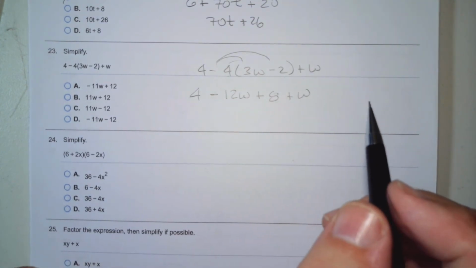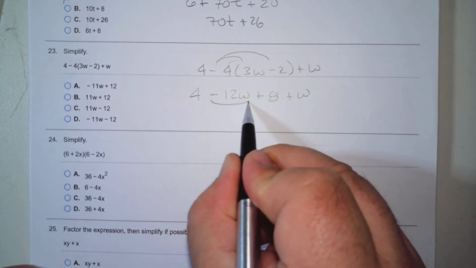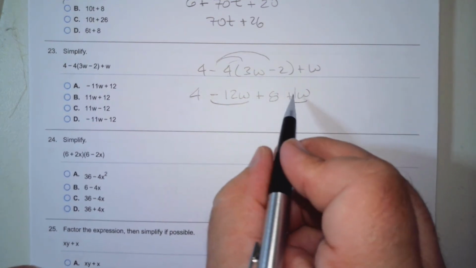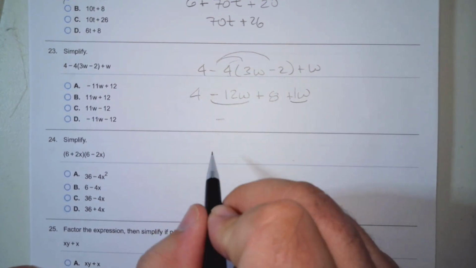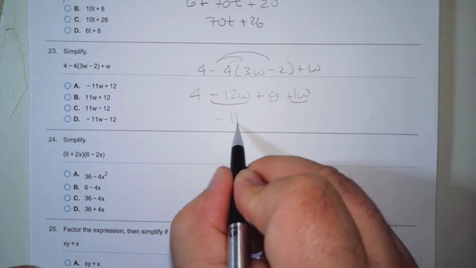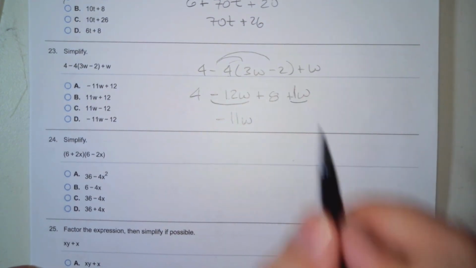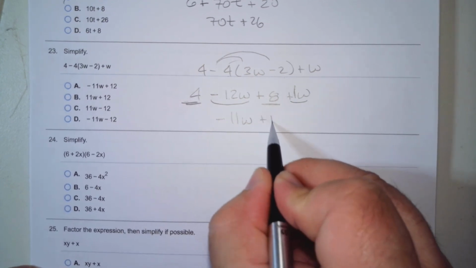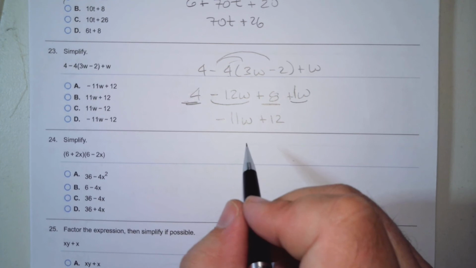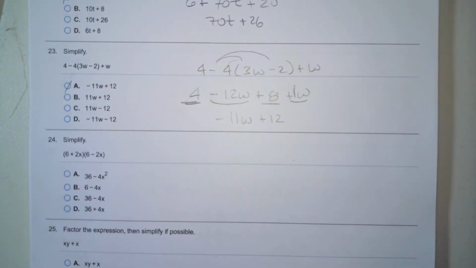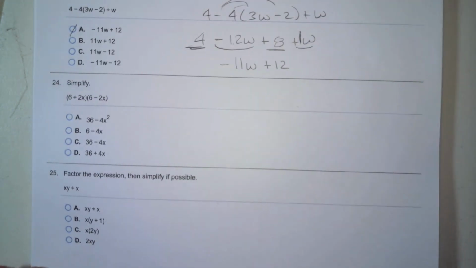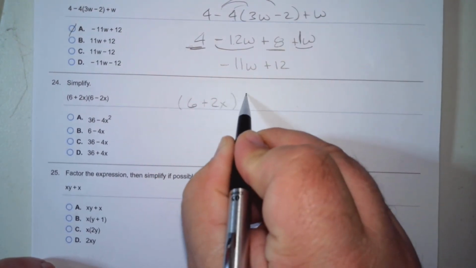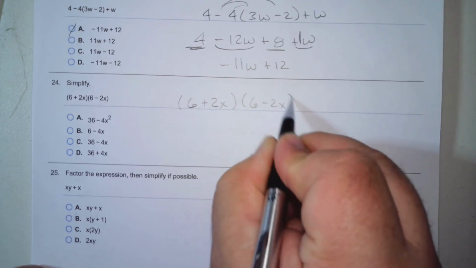Now we combine like terms. Negative 12w plus 1w. Opposite signs. 12 is bigger, so it's negative. 12 minus 1 is 11. There's a 1 in front of that w. 4 plus 8, both positive, so it's 12. Negative 11w plus 12 is A. Six plus 2x, 6 minus 2x.